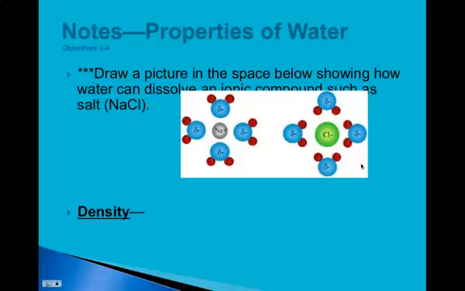The last property of water is density. And water is unique in that its solid form of ice is less dense than the liquid form of water. That's unique because most items out there get more dense as they become solid. And water is the exact opposite of that, where ice becomes less dense than the liquid.